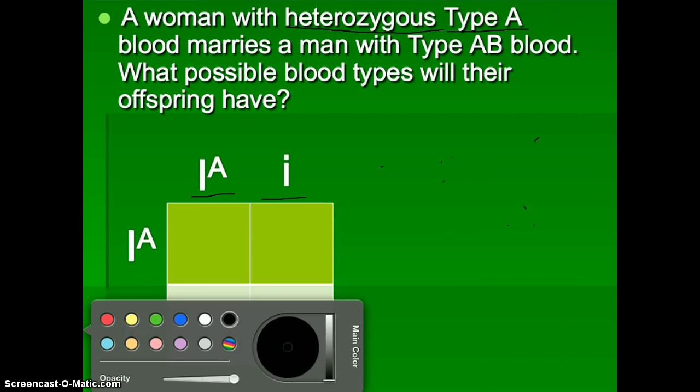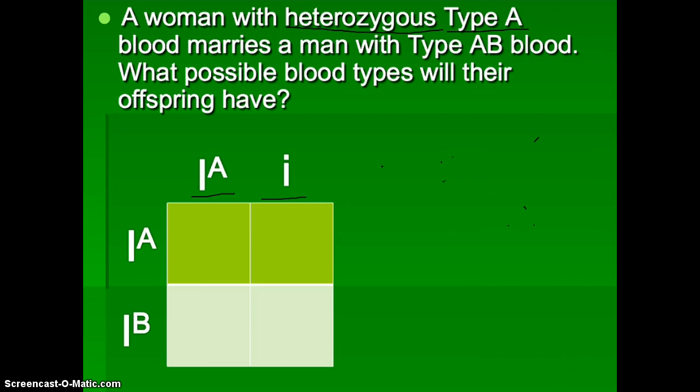All right, we also have a man with type AB blood. Again, because of the co-dominance, we're going to see IA and IB. And we're just going to do our typical Punnett square that you have been doing now for a couple of weeks that you did in chapter 11. And this will give you an idea of what the possible outcomes are when these are crossed together. So we're actually looking at the blood types. What types of blood are we going to get?